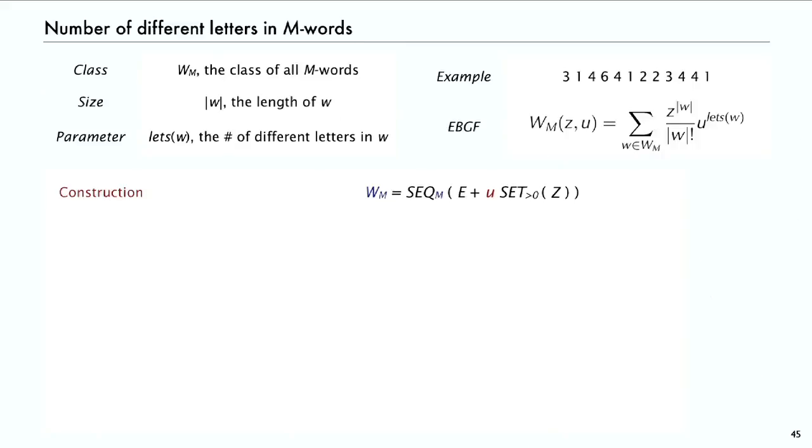The construction for M-words is a sequence of sets of letters, but what we want to do is mark the sets that are non-empty. The empty ones we won't mark, and that way we'll get the number of different letters. So it's a sequence of sets, but the non-empty ones are marked. That immediately translates to this exponential bivariate generating function equation. Empty translates to 1, non-empty set to u times (e to the z minus 1), and then a sequence of length M is all of that to the Mth power.